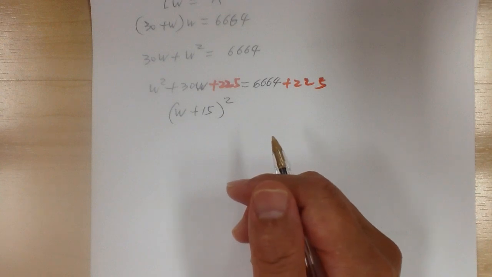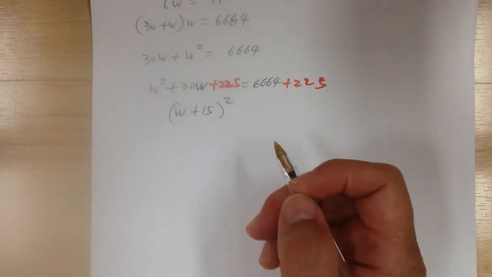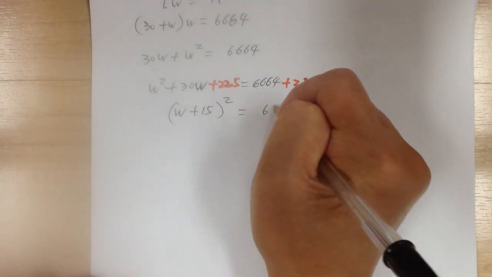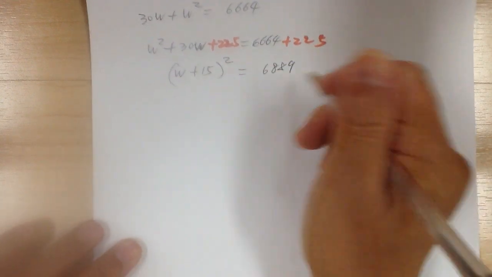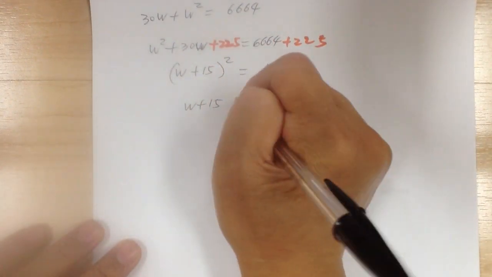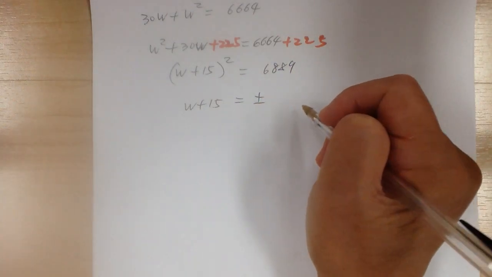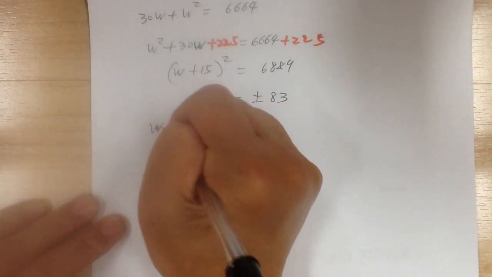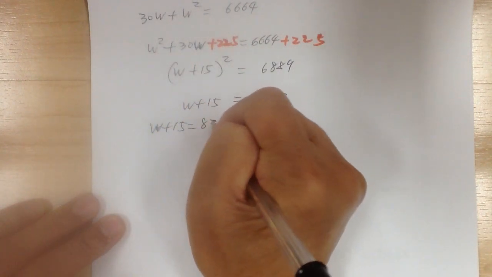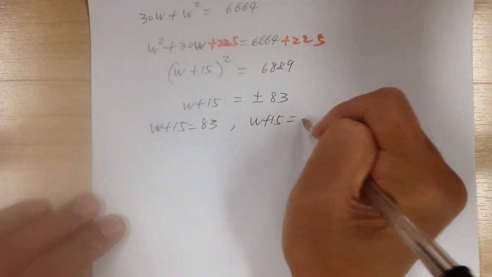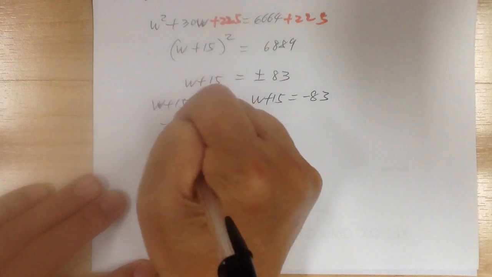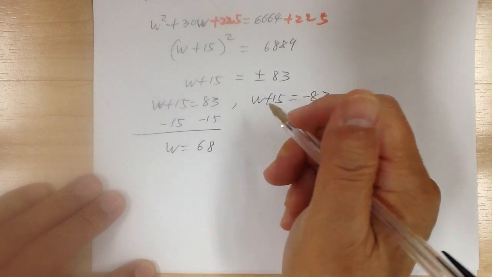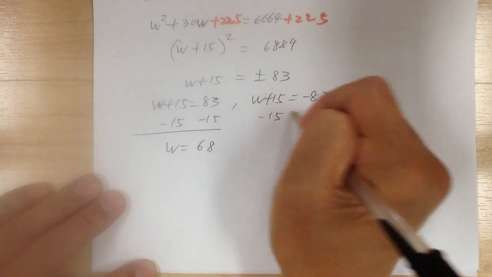Okay, so use your calculator. Plus 6664. Okay, so you're going to equal to 6889. So take the square root on both sides. Okay, now again, same kind of numbers you have to separate to simplify. Then after you're minus 15 on each side. Okay. And from here, you minus 15.